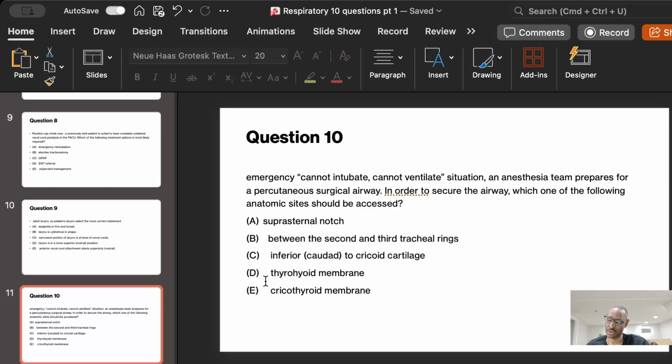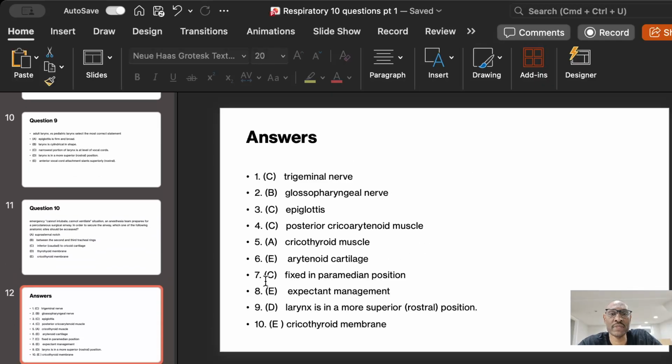And so with this one, I can get through all the fluff and say: what's the most important anatomic structure for performing a percutaneous surgical airway? Then you can answer that. I don't know if you got that the first time around, but that's essentially what's being asked there. All right, so we did that.